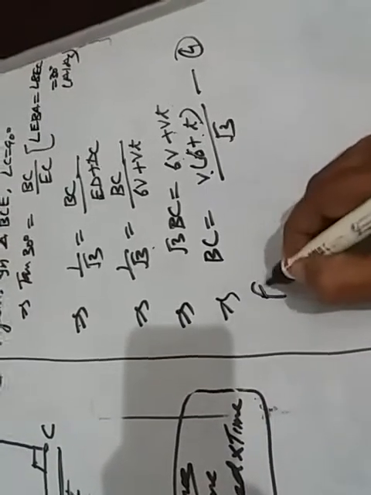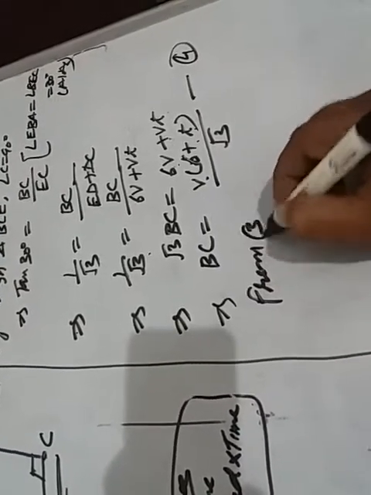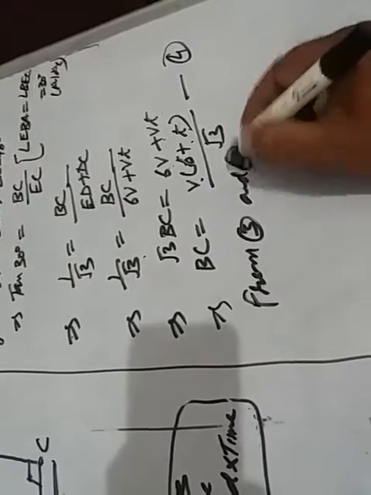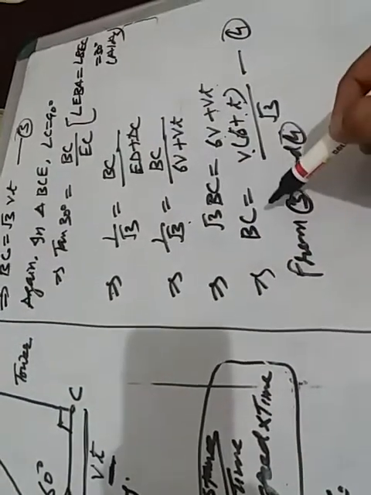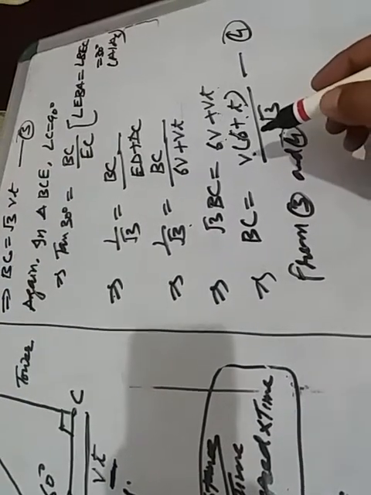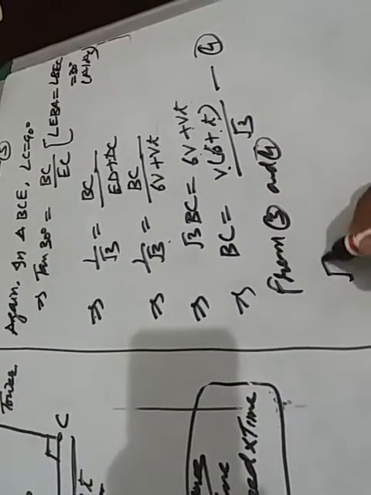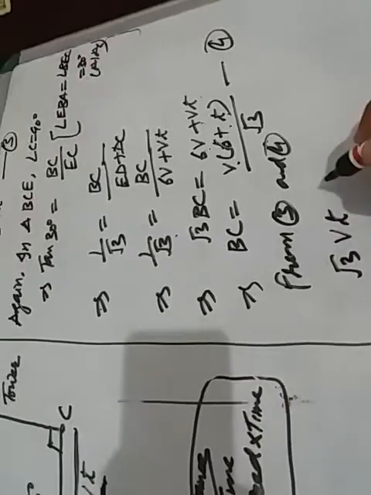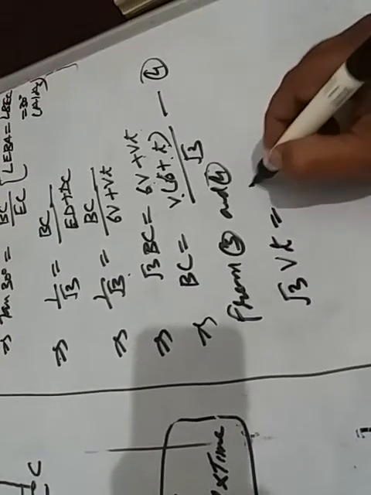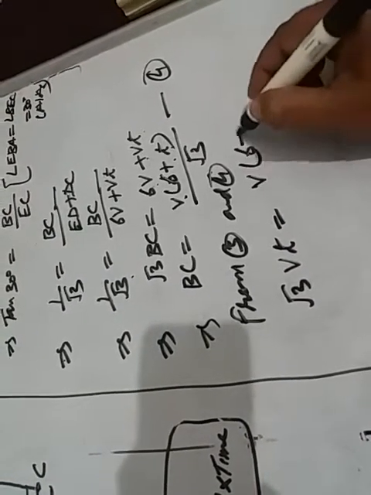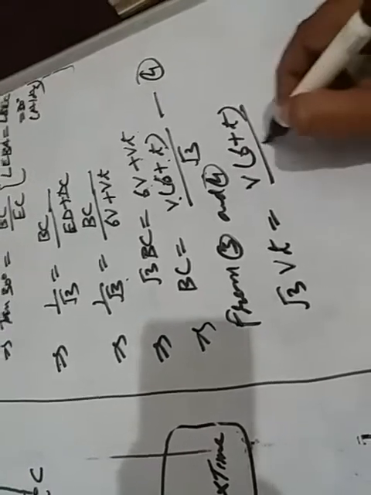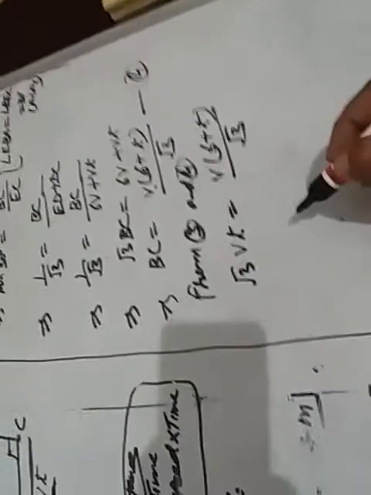Now from 3 and 4, be very careful children. Both the left hand sides are equal to BC, so the right hand sides will also be equal. That is root 3 VT equal to V into 6 plus T upon root 3. Is there any problem children?